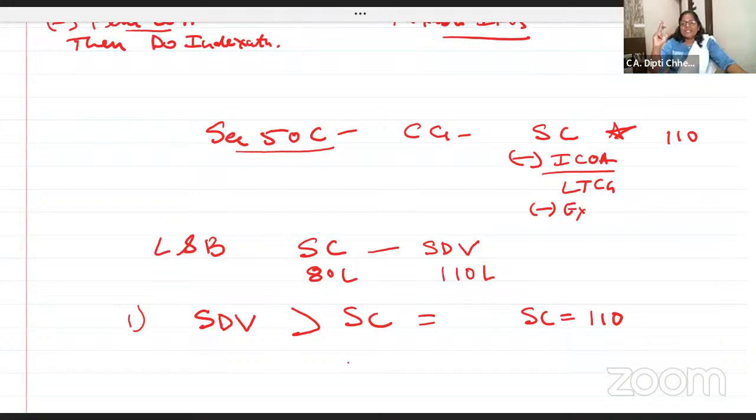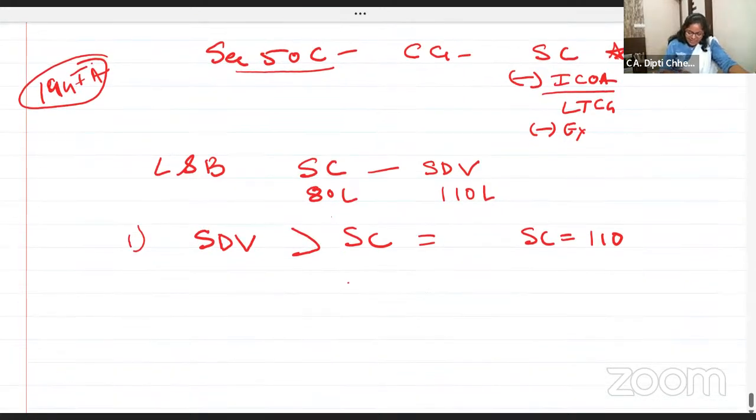Even the 1% TDS which is deducted under 194IA, when the property is sold and the value exceeds 50 lakhs, is to be deducted by the buyer. That TDS is also deducted not on 80 lakhs but on 110 lakhs.